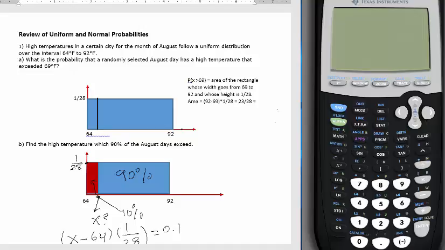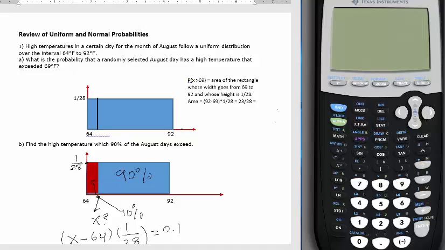For example, if I say the distribution of rain during a week is uniform, it means the probability that it will rain on Sunday is 1/7. Why 7? Because there are 7 days in a week. Monday 1/7, Tuesday 1/7, and so on and so forth. So we're going to do this example.